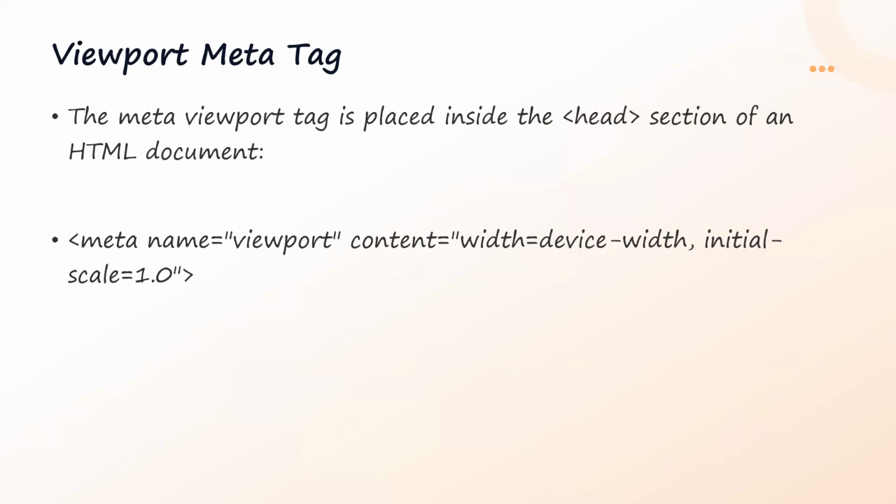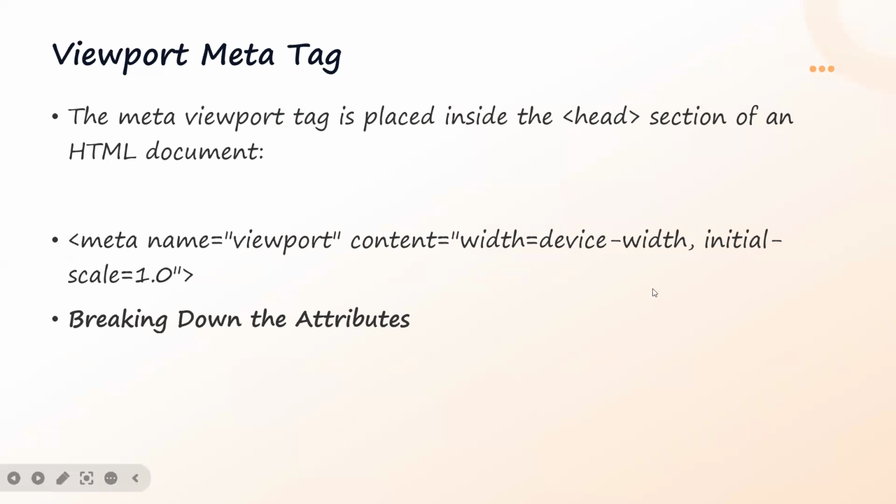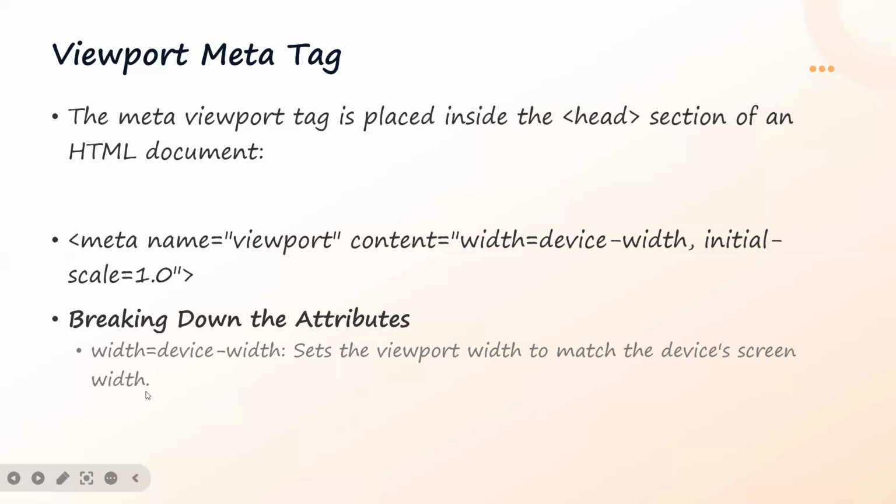This is how it looks. The meta tag, then the name is viewport. The content is width equal to device-width. Then it has initial-scale equal to 1.0. So let's break down the attributes here. After this, we'll go straight to code. So the width is device width. We are looking at this content now. The name of this meta tag is viewport. Then the content is what we are looking at.